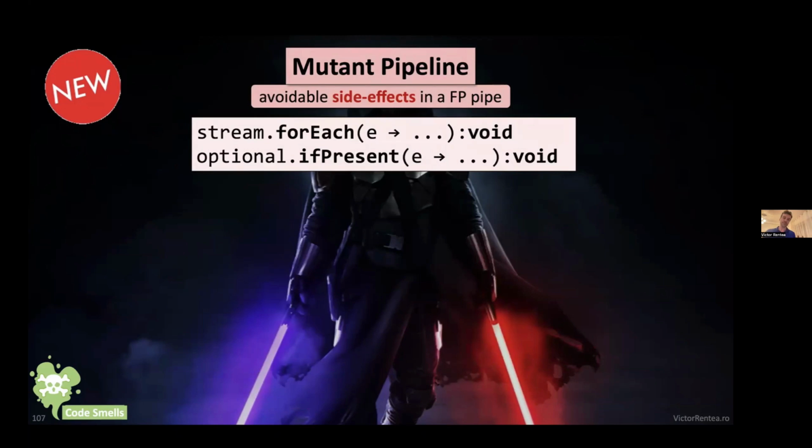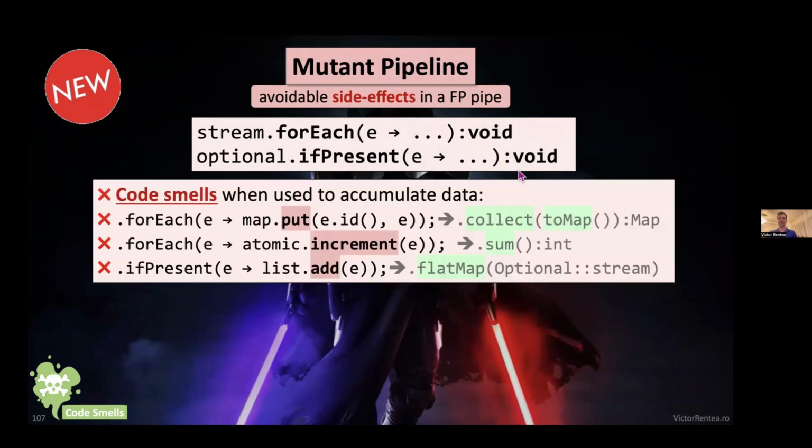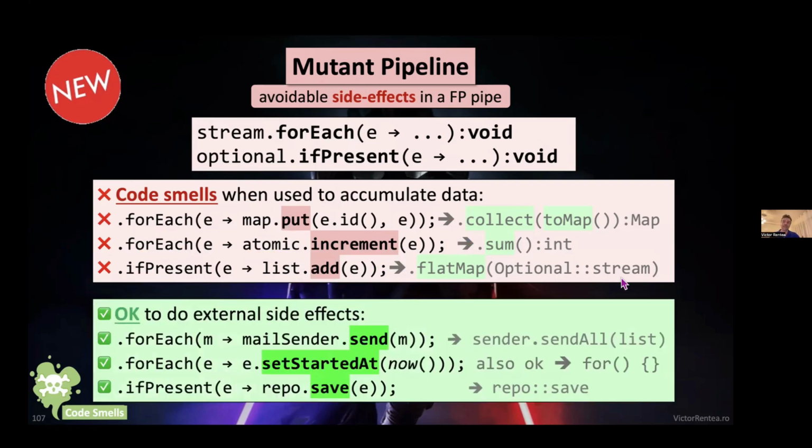The code smell here is called a mutant pipeline. You start with a functional pipeline, but then you do forEach or ifPresent. Both of these are returning you nothing, giving you void back, which means they have to do side effects. So don't do this. Don't do forEach and then map put. Don't do forEach and then AtomicInteger increment. Don't do Optional.ifPresent and then list add. Don't do any of this. Instead, use the solutions on the right here. You should explore these more if you want. You can do sum, you can do toMap, you can do flatMap, Optional stream, all sorts of solutions for you to avoid changing state in a functional pipeline.